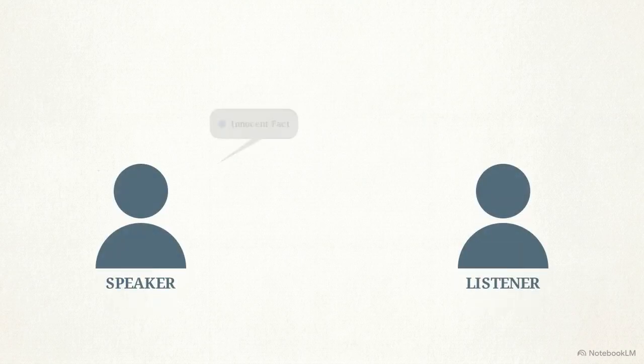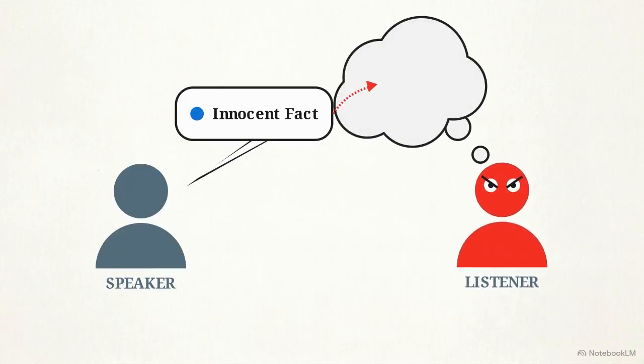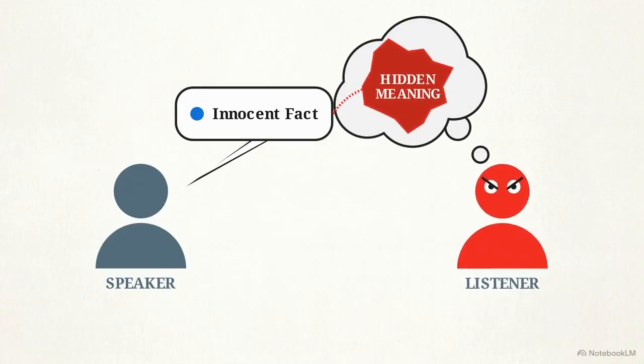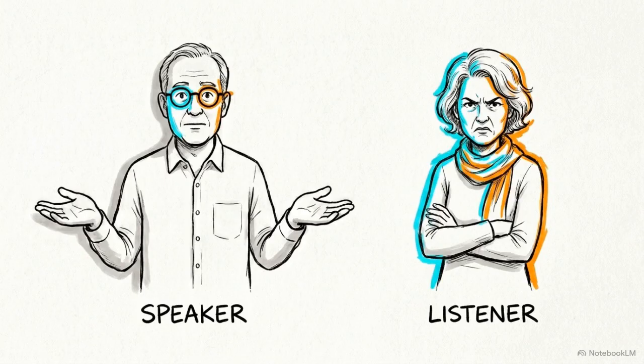You state a simple, innocent fact. Suddenly, the person you're talking to gets angry. They haven't reacted to what you actually said, but to a hidden meaning they invented out of thin air. This specific communication breakdown is called the illicit contrast fallacy. Unlike most logical errors in an argument, this one is committed entirely by the listener, not the speaker.